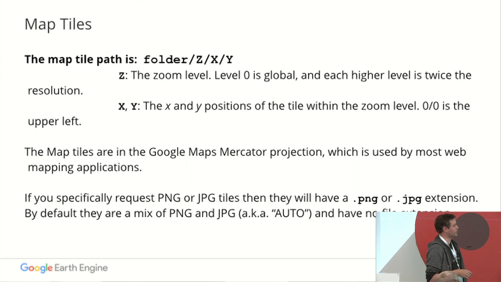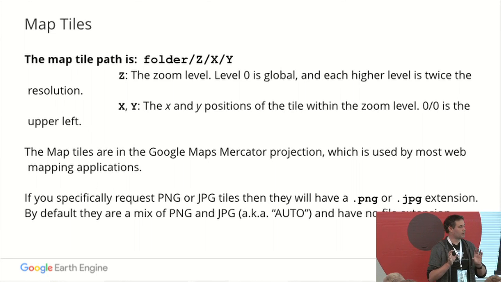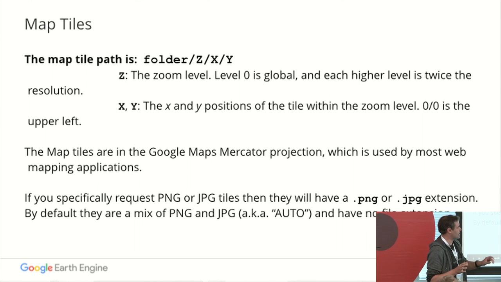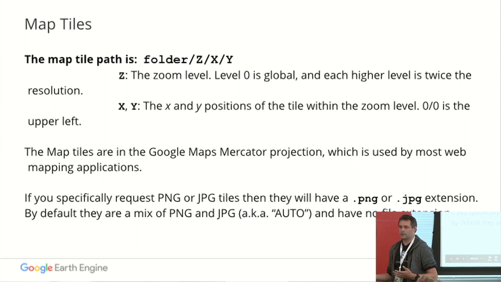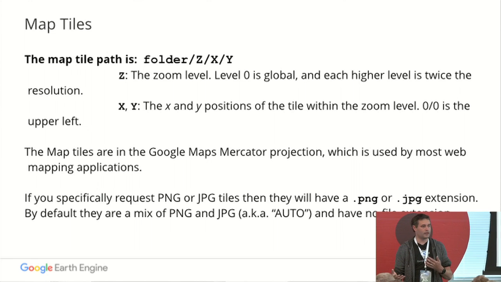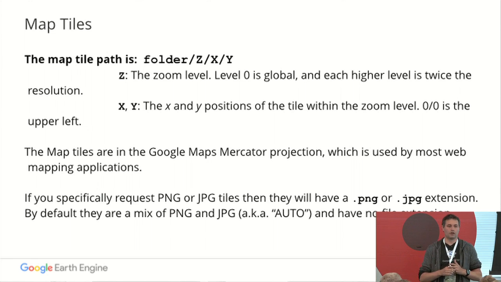They're all in this Maps Mercator projection, which is at this point used by most 2D mapping applications. So you can control the file format. There are two main file formats that get used for map tiles on the web. Most of the time today, they're PNG and JPEG. The advantage to PNG is that it supports transparency and it's lossless. So that can capture fine details that get lost by JPEG, which does not support transparency and is lossy.